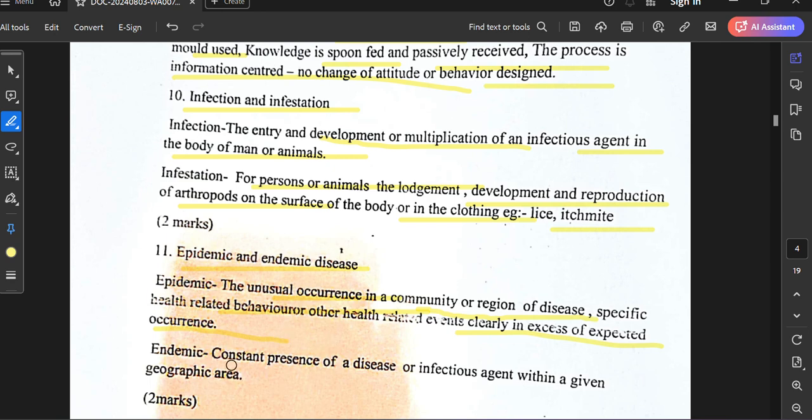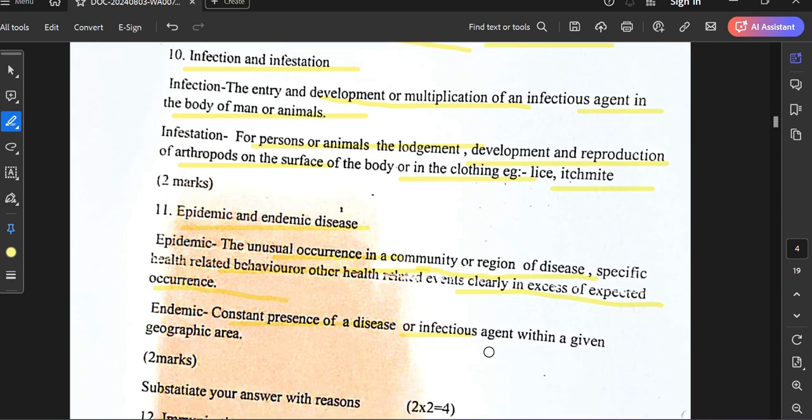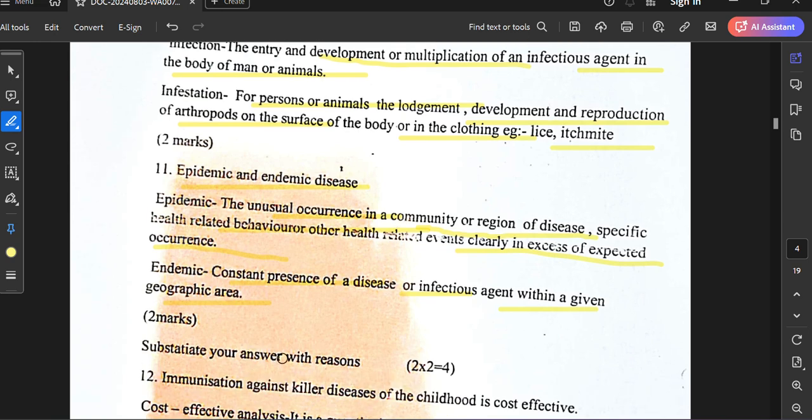And endemic means constant presence of a disease or infectious agent within a given geographic area. That disease will be in that geographical area constantly. It is not an unusual occurrence. In endemic, it is a constant presence of a disease or an infectious agent within a given geographic area.